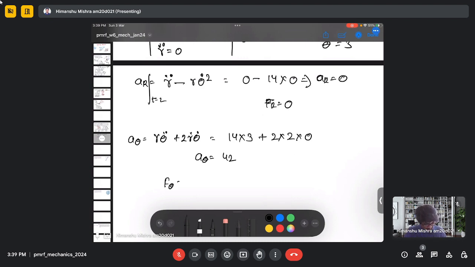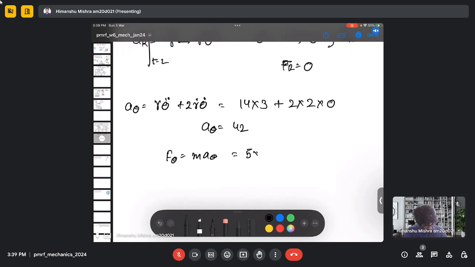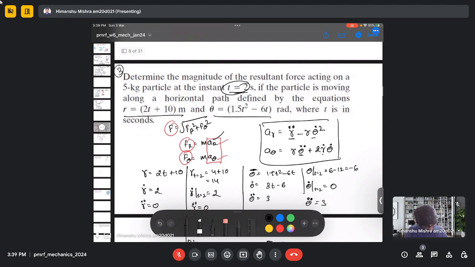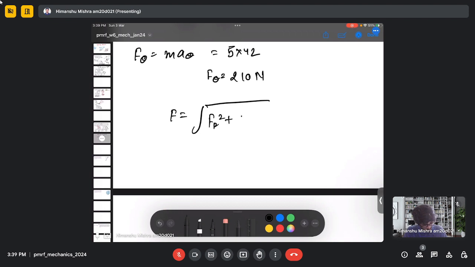Then my theta component of force will be m a theta. My mass is 5 kg, so my force will be 210 Newton. If I calculate the resultant force, it will be equal to F theta, because Fr is 0. So my resultant force will be 210 Newton.